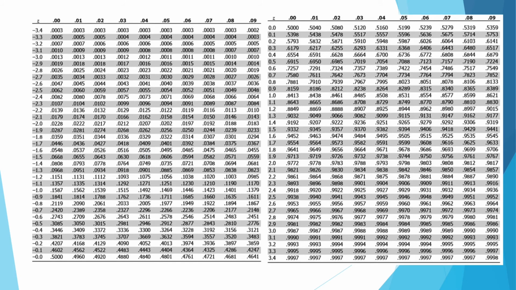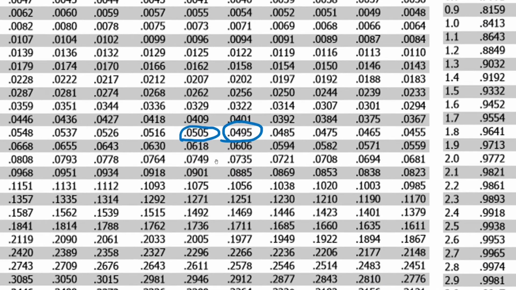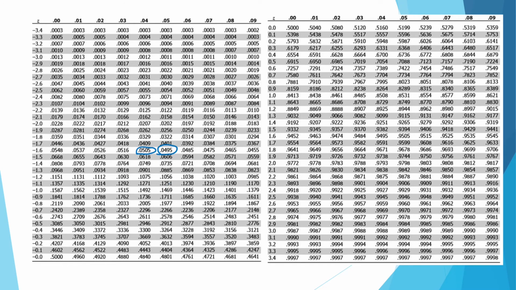If you look carefully, there are two values that are close to 0.05. We have 0.0505 and 0.0495. They're both the same distance away from 0.05. So which one of these do we use? Well, we're going to actually have to use two z-scores then and take the average. I'll use negative 1.65 and negative 1.64, and we'll take the average.